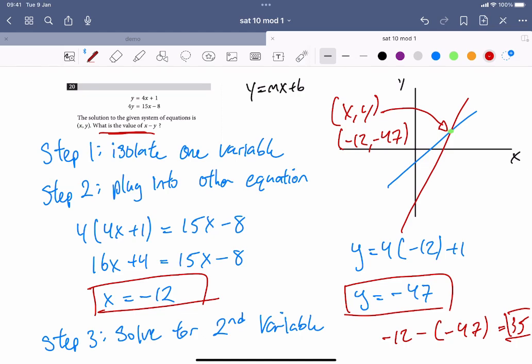As I mentioned earlier, the lines could be running parallel, or they could be the same equation just scaled upwards by a constant. And if that happens, there would either be an infinite amount of solutions or no solutions at all. But because this question states that the solution to the given system of equations is (x, y), we already know they're going to intersect at one point. Hence, we don't need to check if the equations are parallel or if there's no solution.